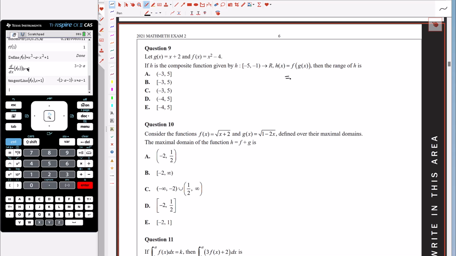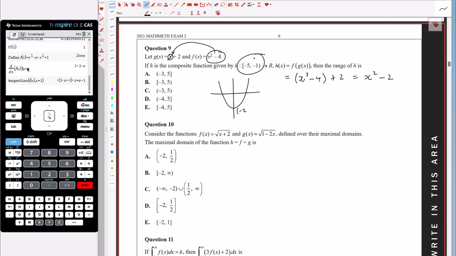Let g(x) equal x + 2 and f(x) equal x² - 4. If h is the composite function given by that, then the range of h is. Okay, so f of g of x is substituting f of x into g of x. So that means wherever there's an x in g, we're going to replace it with that whole function f(x). So we're going to have x² - 4 + 2, and so therefore we have x² - 2.